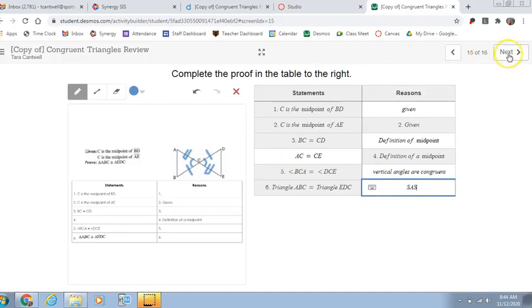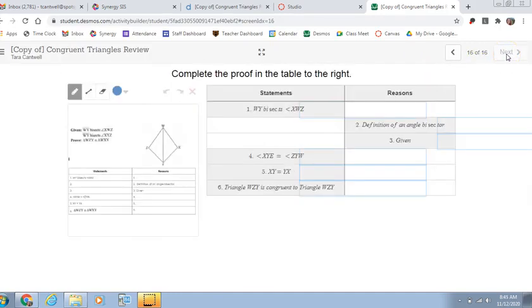And there we go. And our last problem on here, again, it's a little bit small, but we can see it well enough. We're given that WY bisects angle XWZ and WY bisects angle XYZ. Prove the triangles are congruent. So our first statement, WY bisects angle XWZ. How do we know that? Because it's given. And then, notice that our next statement right here is not given. It jumps down. Let's see what this tells us.